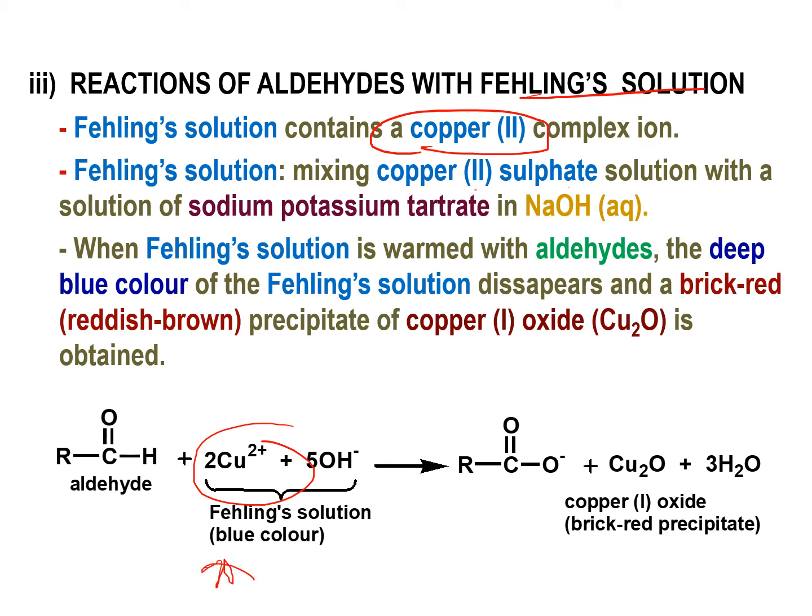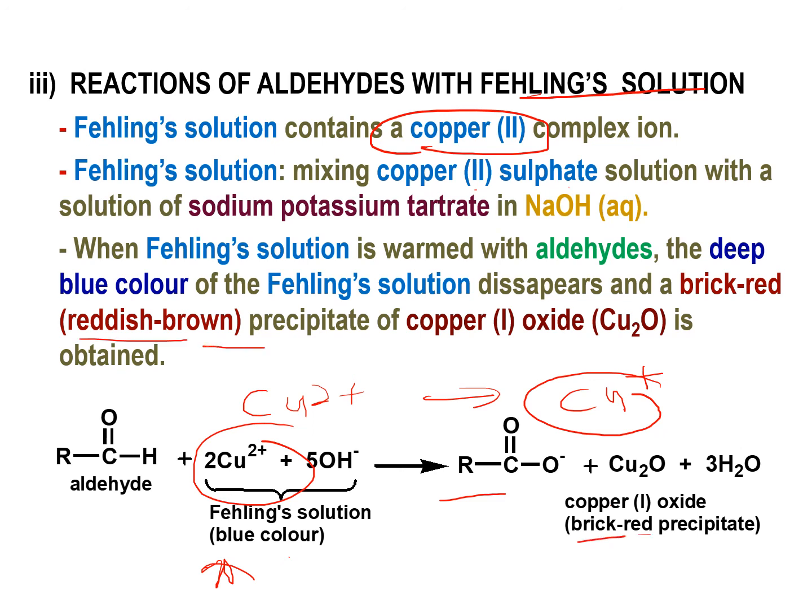After reacting with the aldehyde, the aldehyde will form a carboxylic acid. The Cu will become Cu2O, copper(I) oxide. From Cu2+, it will become Cu+. So it becomes copper(I) oxide. So the color changes from blue to a brick red precipitate, or we call it reddish brown.